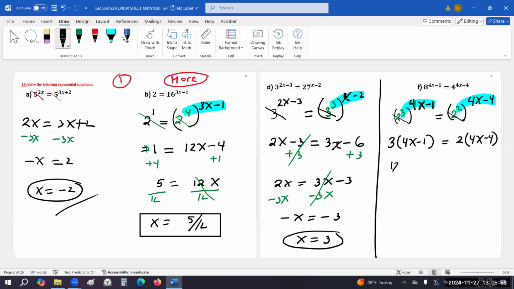So what do we have? 12x equals minus 8. And now we can subtract the smaller one. And if you don't have time and want to do two steps in one step, you can also add 3 to both sides. 4x equals negative 5.